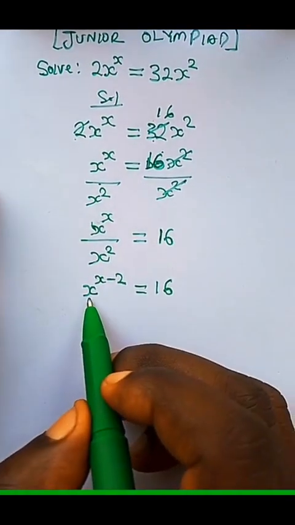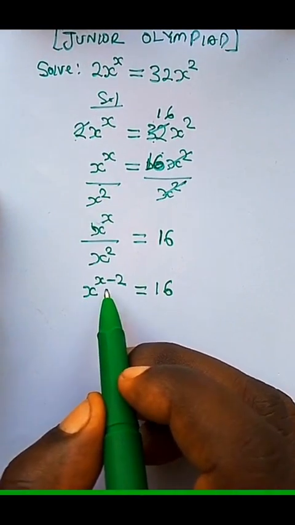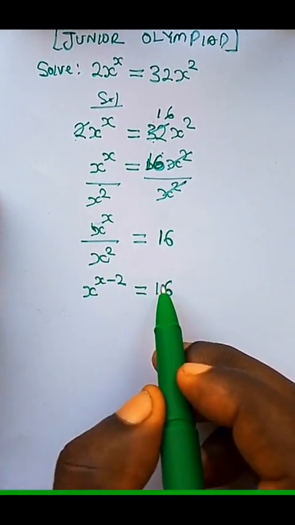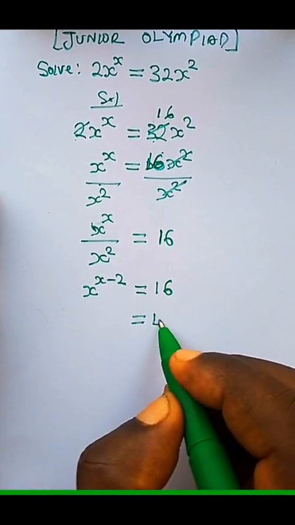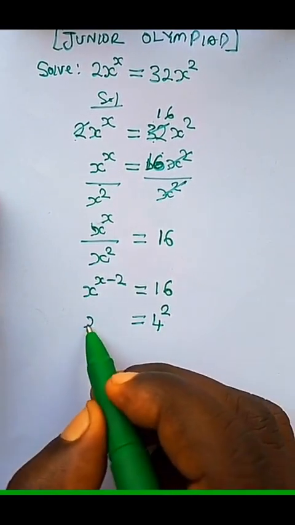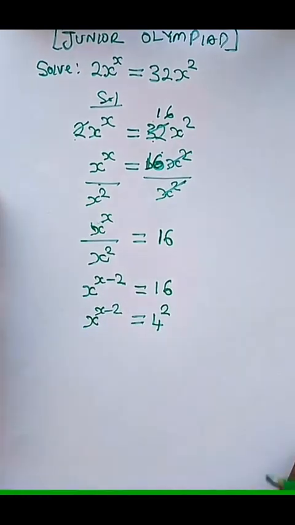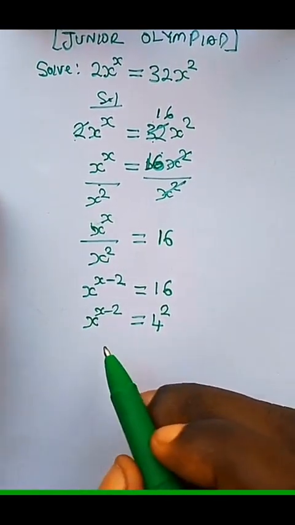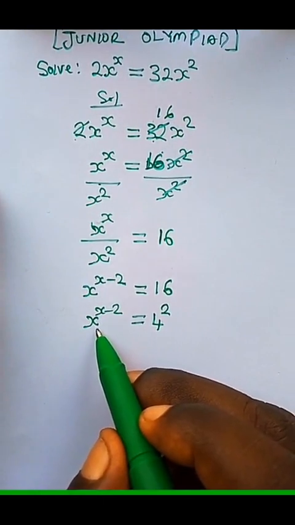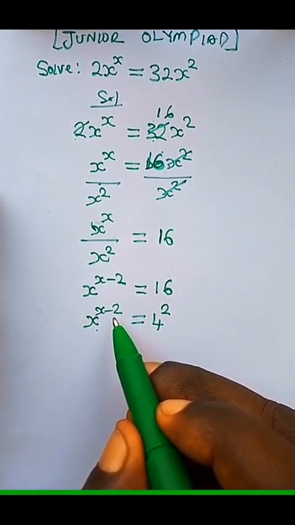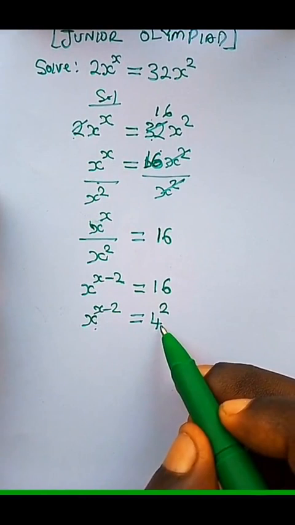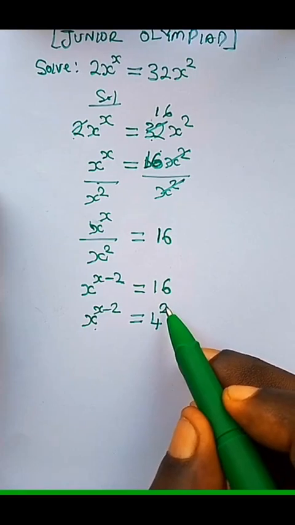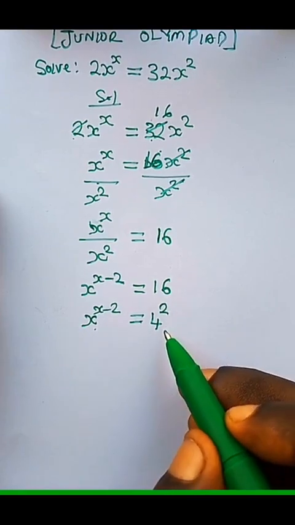Observe that the base here is x and the power is x minus 2, so you try and break this 16 into something that has a base, which will be 4 squared, equals x to the power x minus 2. You observe the left hand side, the base is x and the power is like the base subtracting 2. So what do you do now to make this one have the base 4 and try to make 4 the power, and that 4 subtracting 2 so that you don't change anything.